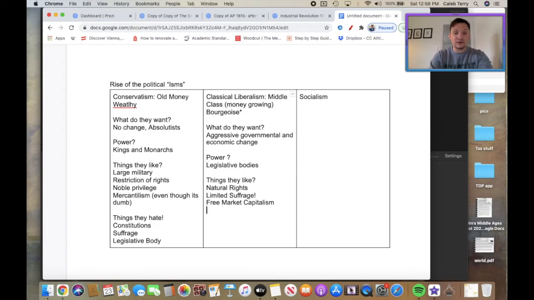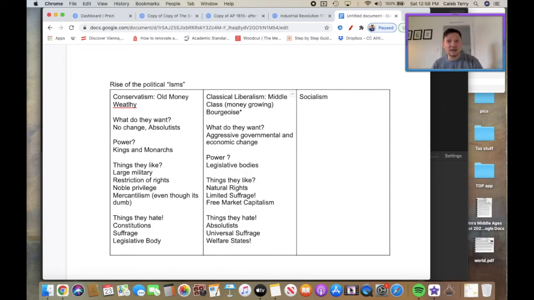Now, really quick, let's jump down to things they hate. They hate the ideas of absolutists, because they don't like it whatsoever, and they also dislike universal suffrage. And this is very important: they don't like the idea of a welfare state. The big thing about classical liberals is they do not like the idea that anyone's getting anything for free, because it goes against their free market. They also hate limited or tampered markets. They like the idea that it should be able to go as it wants.